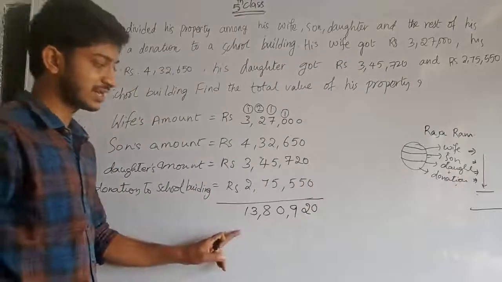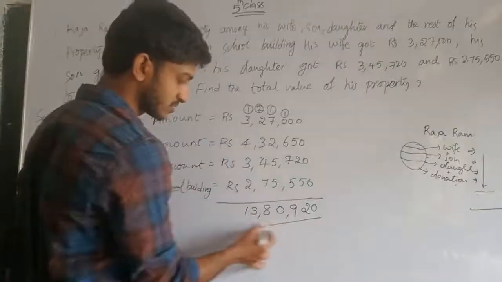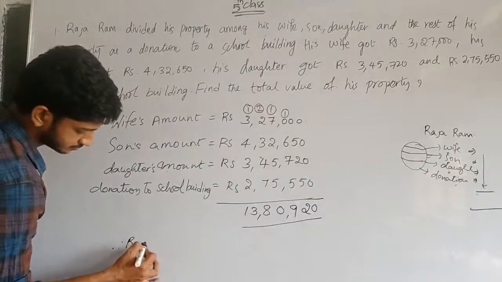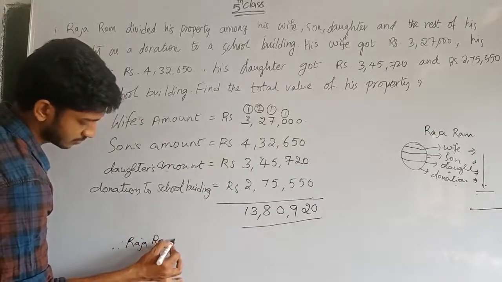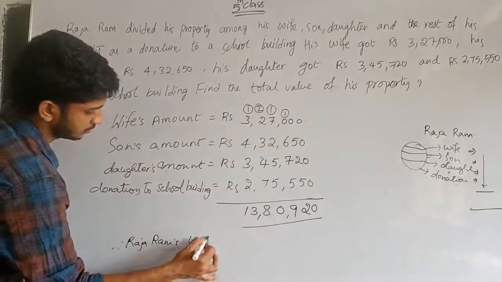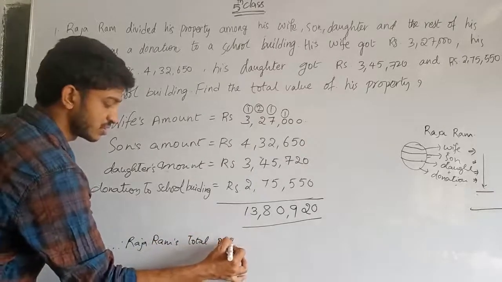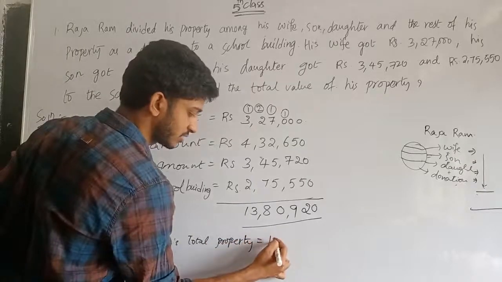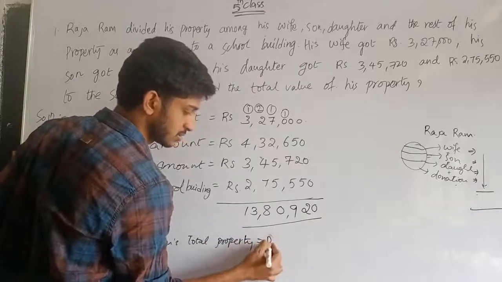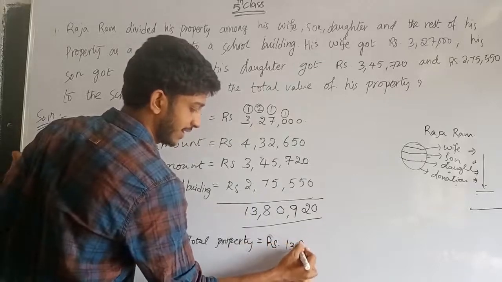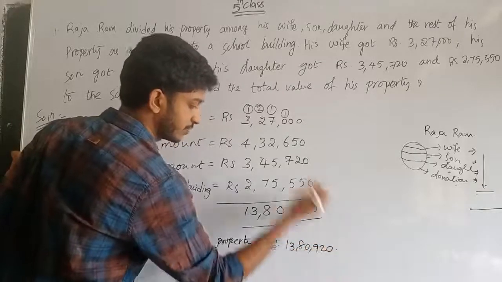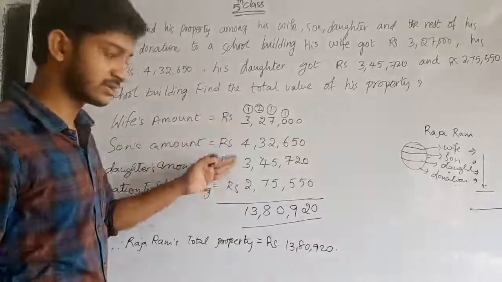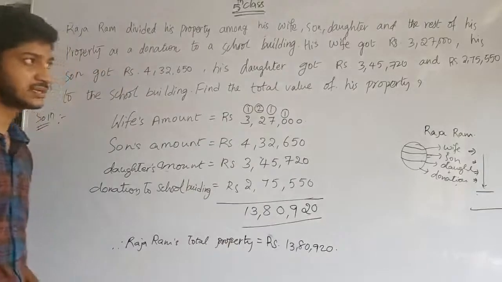So what is his total amount? Total property value is 13,80,920 rupees. So therefore Rajaram's total property equals 13,80,920 rupees. We have to add here, then we get the total value. Okay children.